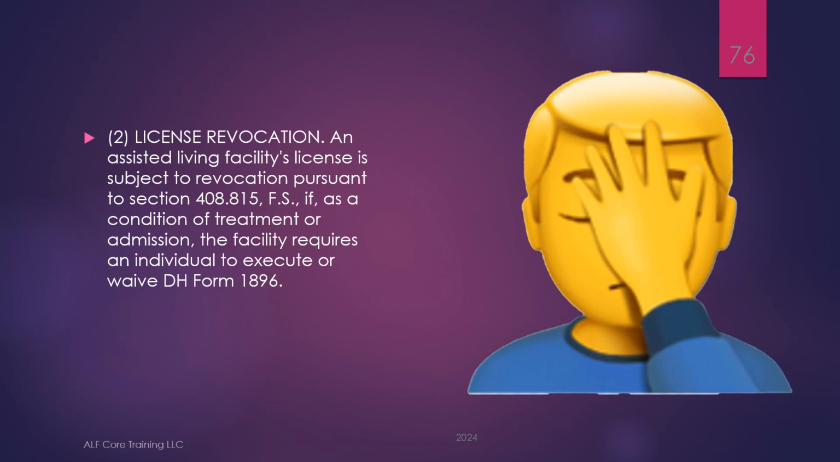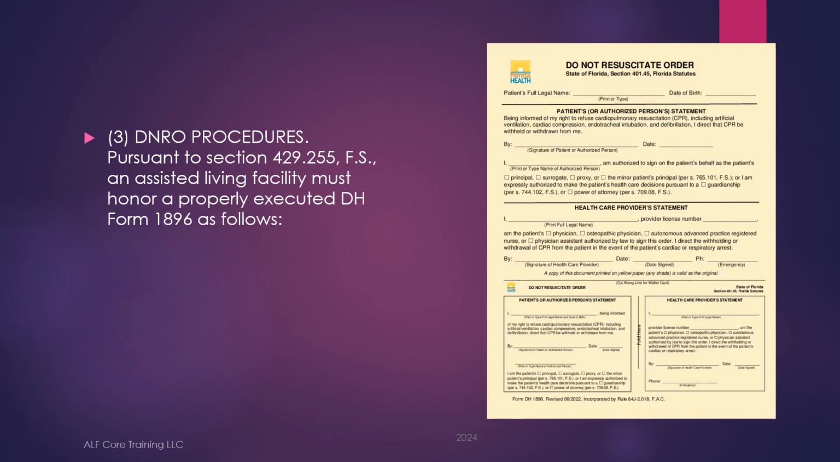An assisted living facility's license is subject to revocation pursuant to Section 408.815, Florida Statutes, if, as a condition of treatment or admission, the facility requires an individual to execute or waive DH Form 1896. DNRO procedures. Pursuant to Section 429.255, Florida Statutes, an assisted living facility must honor a properly executed DH Form 1896 as follows.